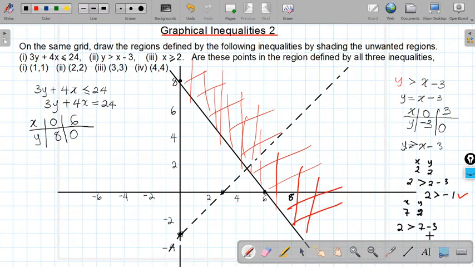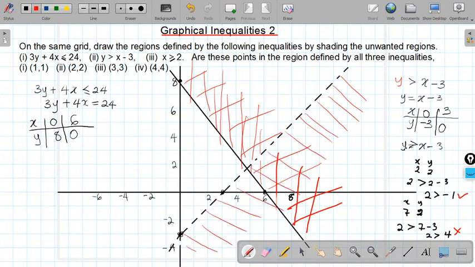Now 7 minus 3 is 4. Is 2 greater than 4? No. So it is wrong, and we are going to shade the wrong part. So we are shading these parts that are wrong. We don't want this part. The unwanted part is what we are shading.